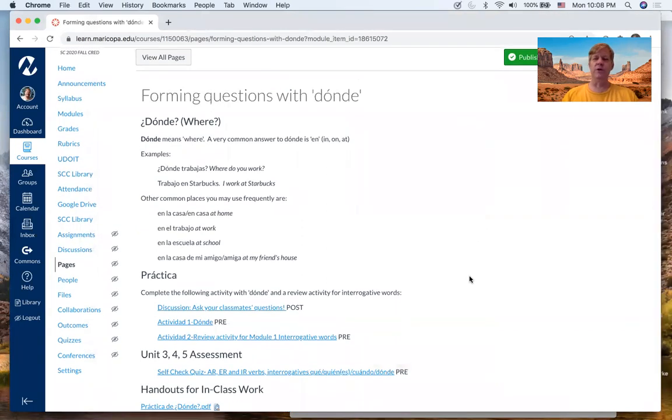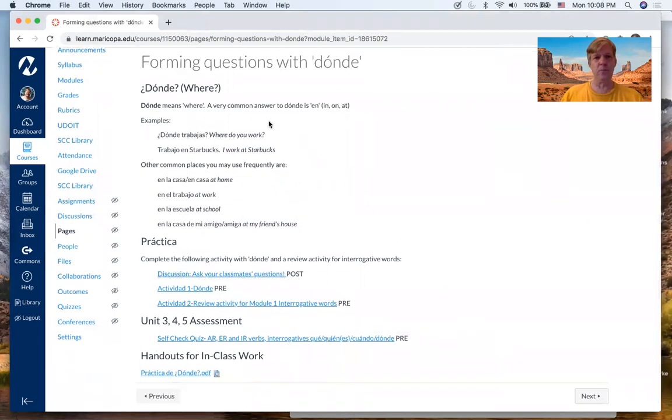Hola clase. Today we will be looking at another interrogative word, dónde. Dónde means where. And we usually use dónde with the preposition en in the answer. So in the question, it's just dónde. And dónde can be followed by a conjugated verb.